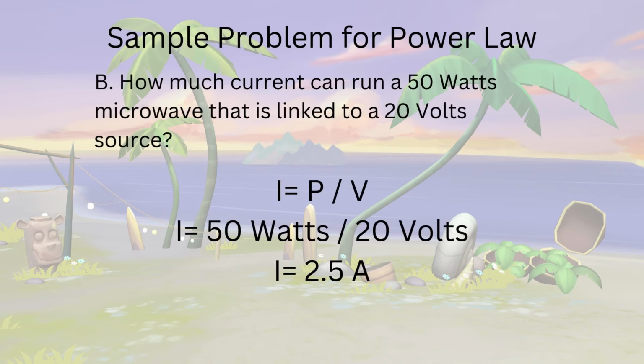Number 2. How much current can run a 50 watt microwave that is linked to a 20 volt source? I equals P divided by V. I equals 50 watts divided by 20 volts. I equals 2.5 A.